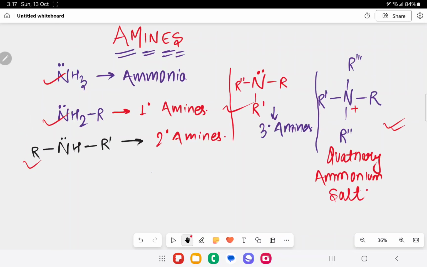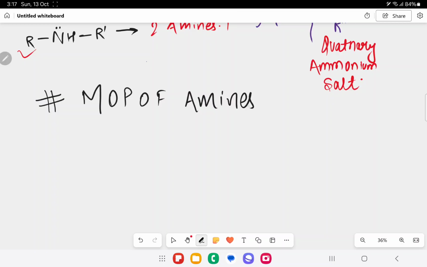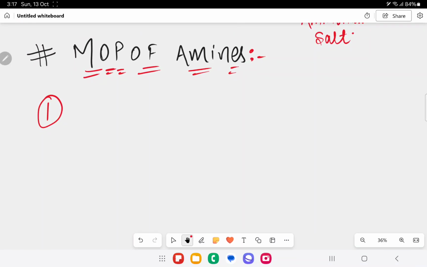This part, if you have to take a screenshot, you can take it. Now we are going to give the heading MOP of amines. MOP means methods of preparation, that is, method of preparation of amines. I am sliding the screen, so if you find it difficult, you can go back and take the screenshot. Just try to understand everything. Trust me, you are going to understand everything properly without any confusion.